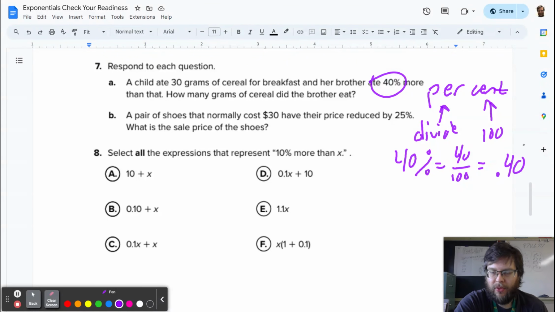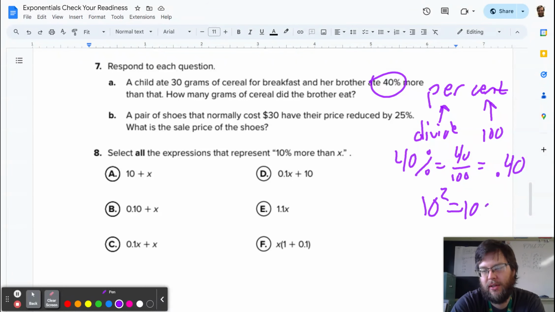In fact, the word decimal means out of 10, and the word percent means out of 100. And you may have noticed that all I did was move the decimal place 2 times, and that is true because 10 squared is 100. So if you have a percent, move the decimal twice, and you have it equivalent in a decimal.